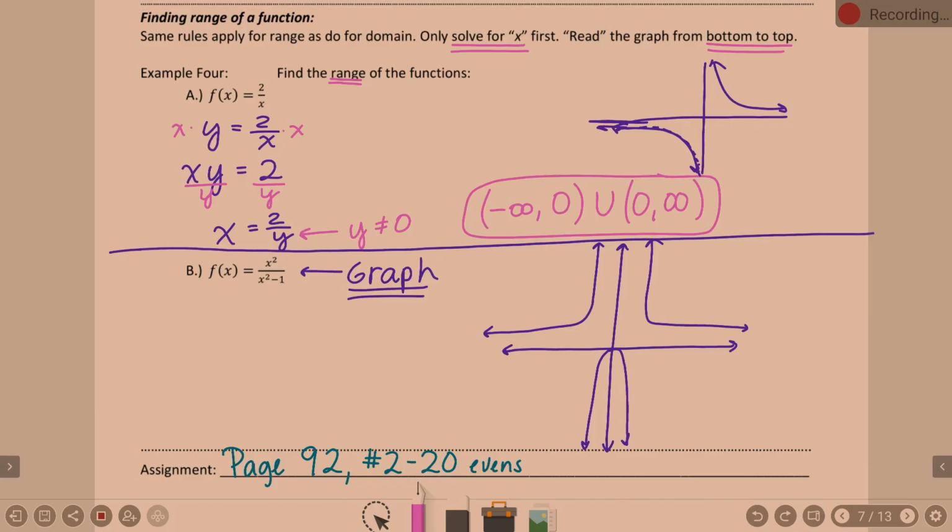Range. How do we read range? From bottom to top. Okay. We're going to read bottom to top. How low do we go? Negative infinity. Easy enough? Okay. Going down here at the bottom represents negative infinity.